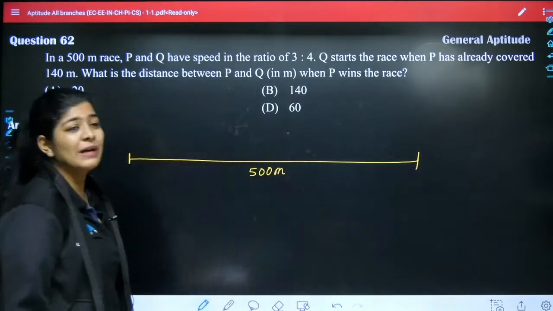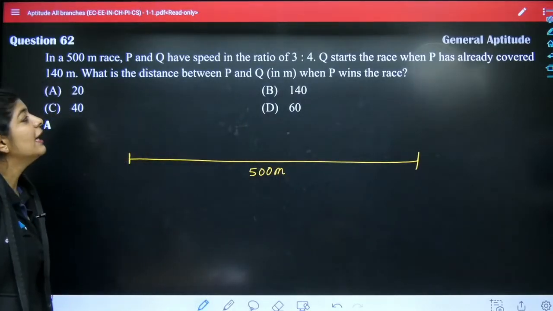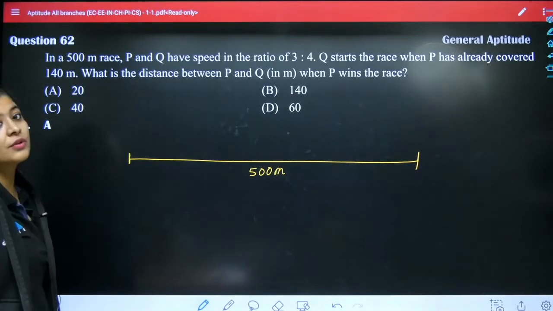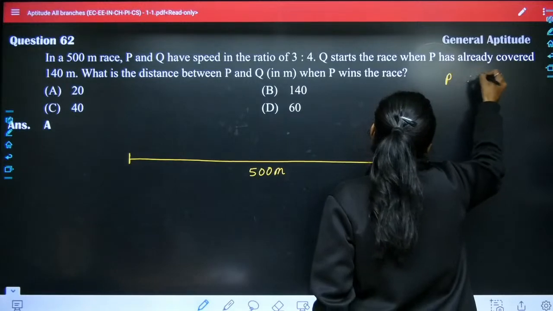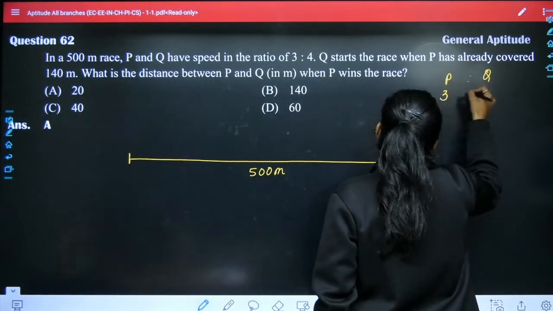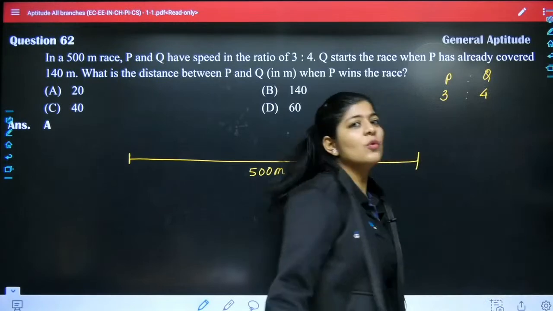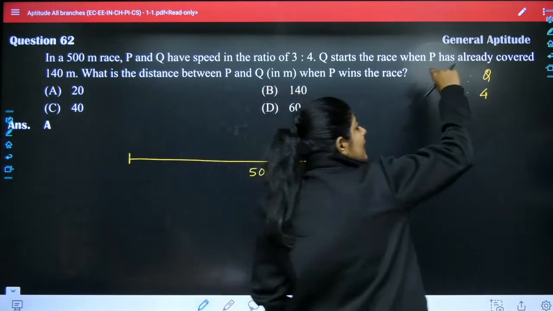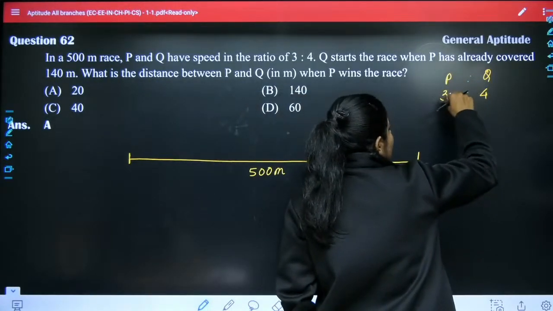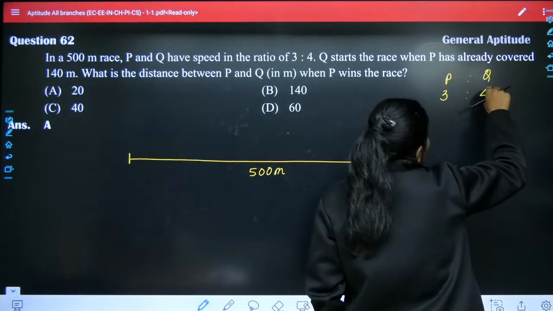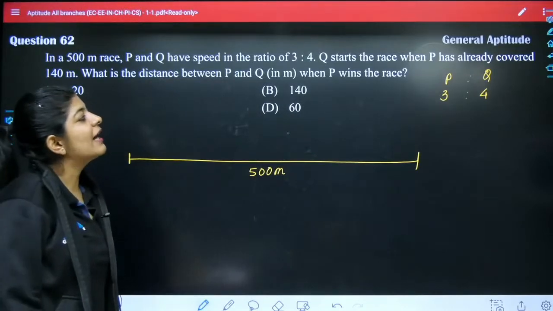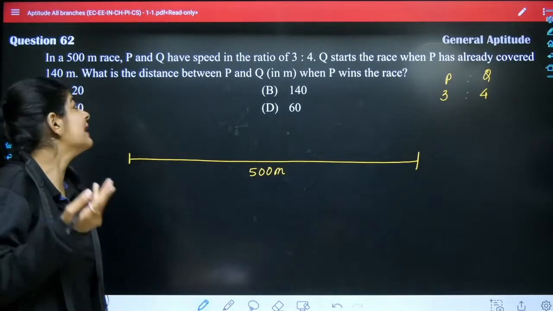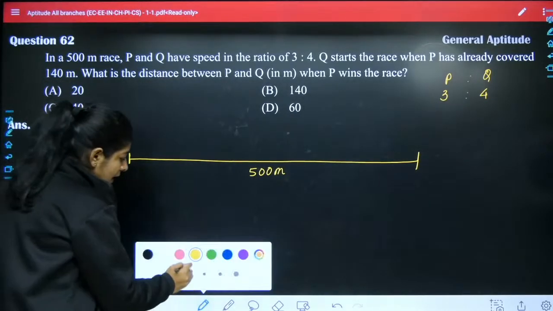Here we have two participants, P and Q, who have speed in the ratio 3:4. If the speed is given in the ratio 3:4, that means whatever the speed is, it is a multiple of 3 for P, and a multiple of 4 for Q, right? Okay, now what was given? Q starts the race when P has already covered 140 meters.